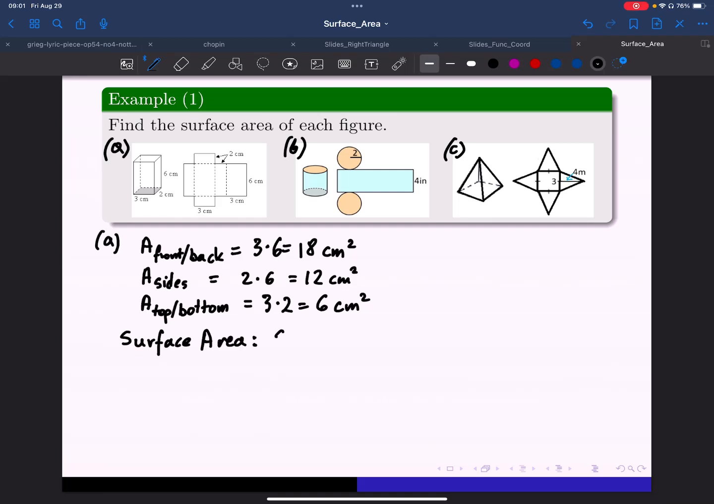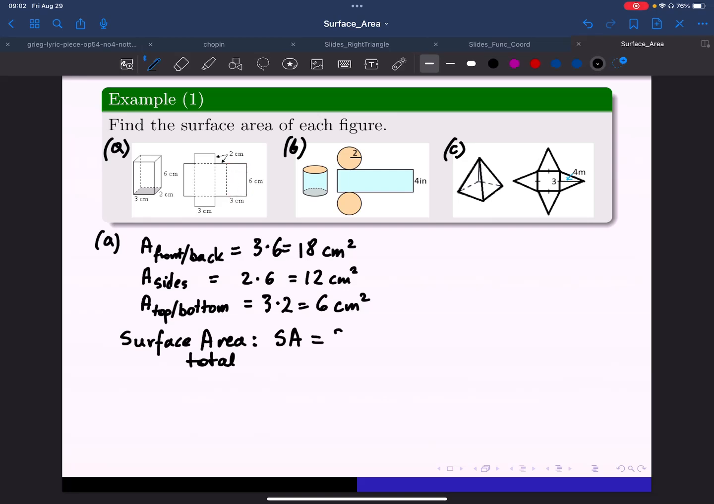for shortcut, we're gonna write SA, surface area, is the total area. But we need to count them. For example, we need to count the front once and then the back. So we need to either multiply times 2, or we need to do it 18 plus 18, because front is 18 and then the back is 18. This front is 18 and the back is also 18 centimeters square.